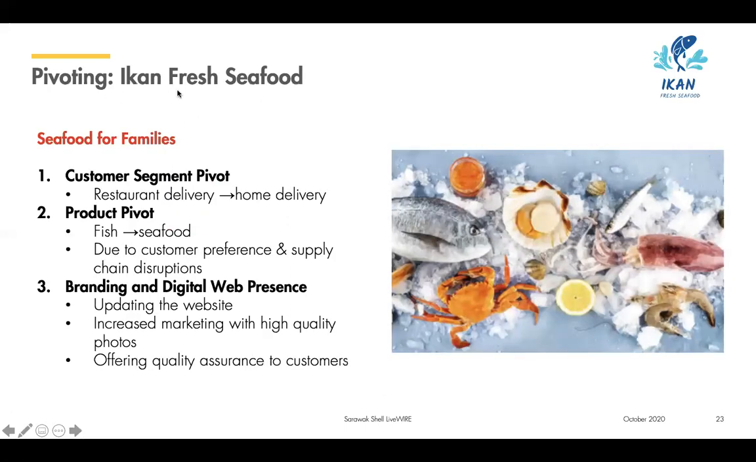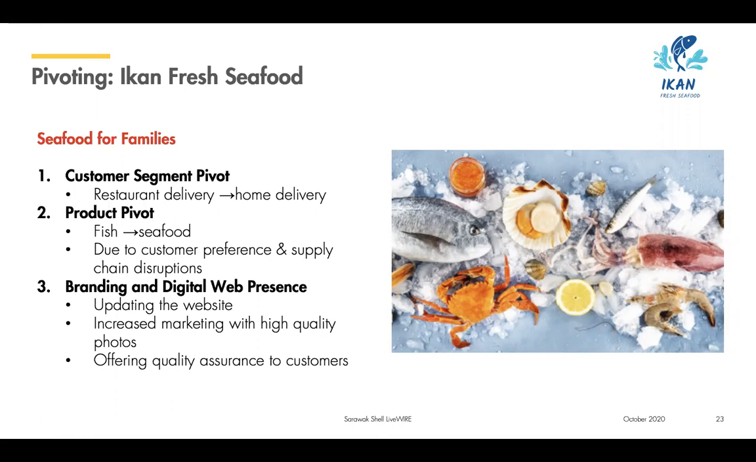So pivoting Ikan fresh seafood, right? So seafood for family. Because they cannot serve the restaurant, now they want to target end users, people who are cooking more, because they notice that during COVID-19, there are a lot of YouTube videos and all that on preparing foods, and they think that there's an opportunity for them there. So they are changing from restaurant delivery to home delivery.